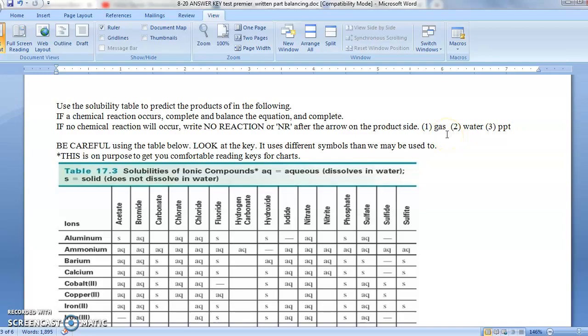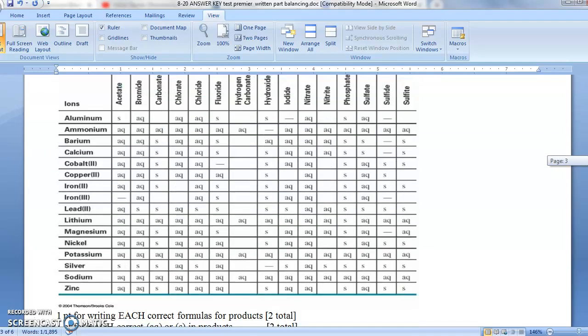Double displacement reactions must occur aqueous. They must be in water so that ions can interact. If gas is a product, it'll bubble out of solution. If water is a product, as in an acid-base neutralization reaction, which is a type of double displacement reaction, once you form the water, it takes those ions out of play. And the third thing is the formation of a solid precipitate that comes right out of solution. To know if a precipitate comes out of solution, you need a solubility chart.